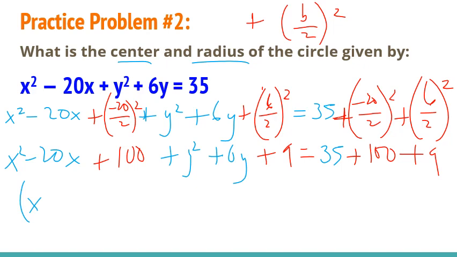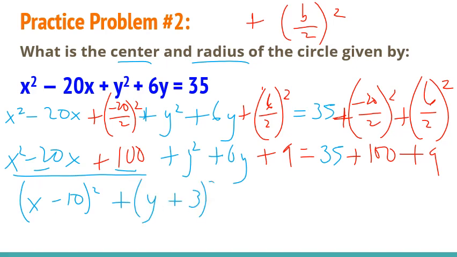So remember, if you do this right, you're always going to get a perfect square binomial. So (x - 10) squared will be the factored form of this because negative 10 times negative 10 is 100, negative 10 plus negative 10 is negative 20. And then over here, we're going to have (y + 3) squared, again, because 3 times 3 is 9, 3 plus 3 is 6.